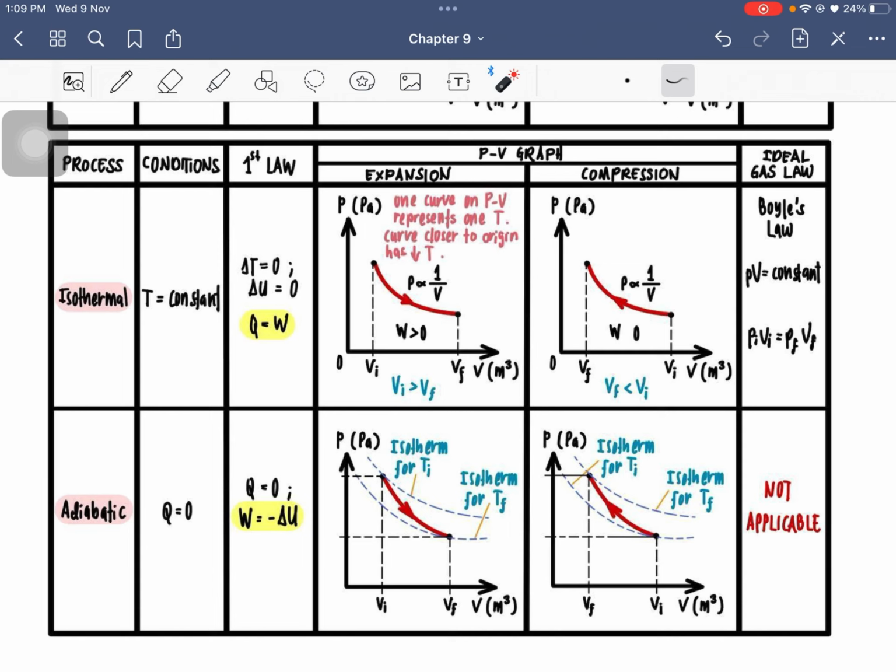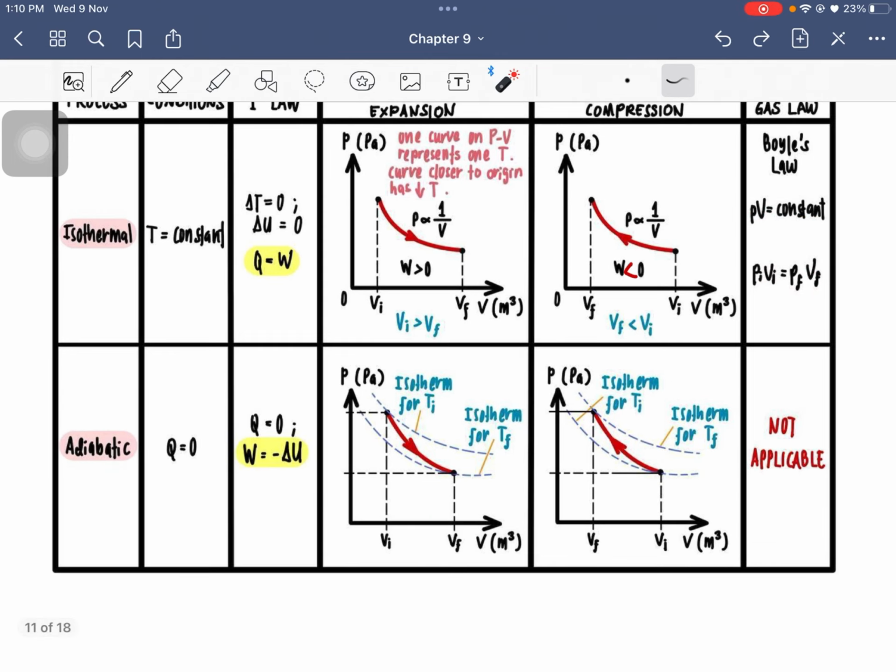The pressure is inversely proportional to the volume. The ideal gas law that we can apply for the isothermal process is Boyle's law. Boyle's law states that the product of pressure and volume is constant. So we get an equation like this.